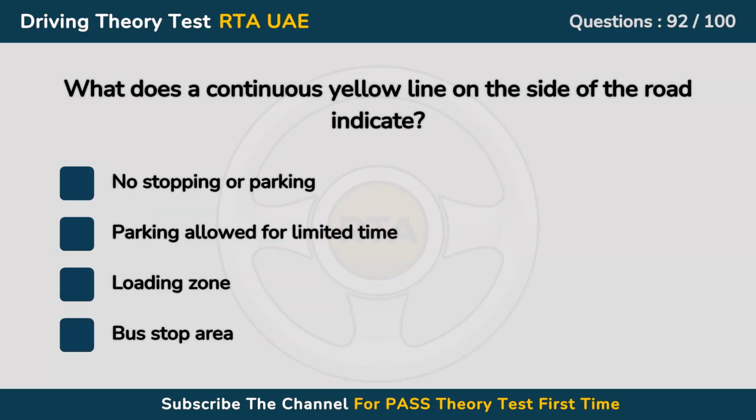Question 92. What does a continuous yellow line on the side of the road indicate? A. No stopping or parking. B. Parking allowed for limited time. C. Loading zone. D. Bus stop area.